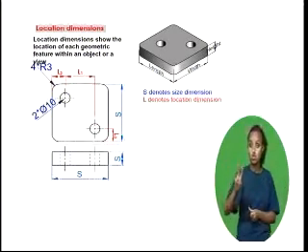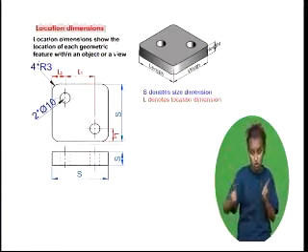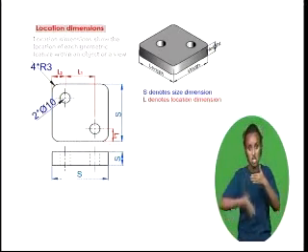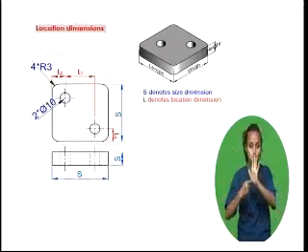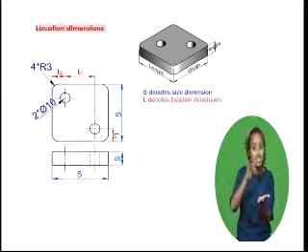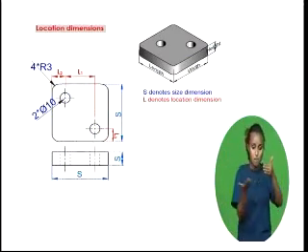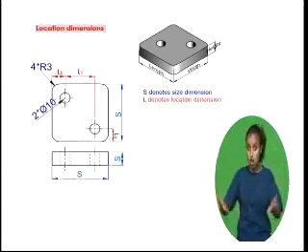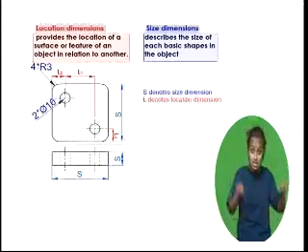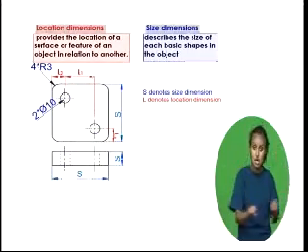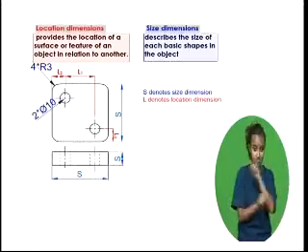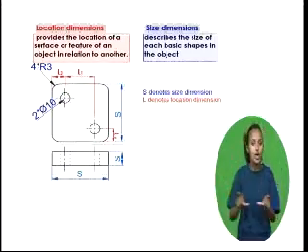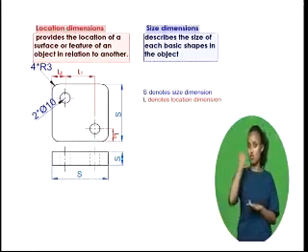L2 shows a location dimension of the center of the hole from the bottom right edge. And L3 shows a location dimension of the center of the hole from the bottom edge. The main difference between size and location dimension is that size dimension describes the size of each basic shape in the object, whereas location dimension provides the location of a surface or feature of an object in relation to another.